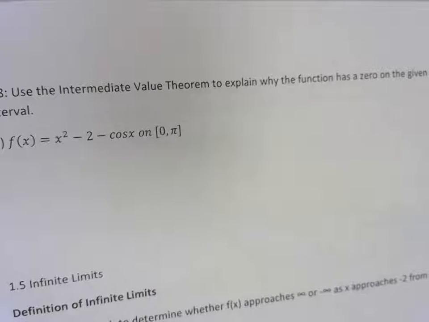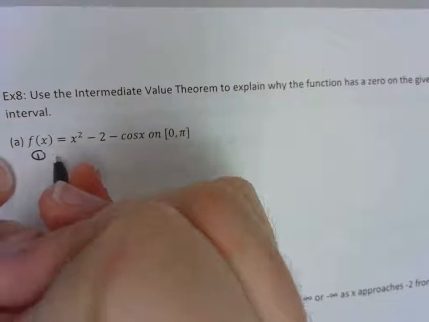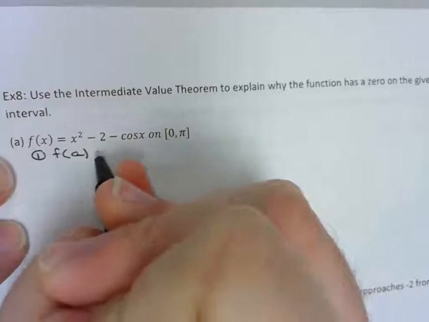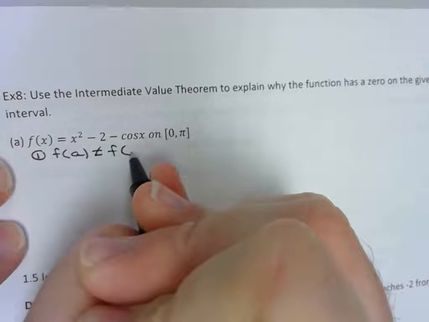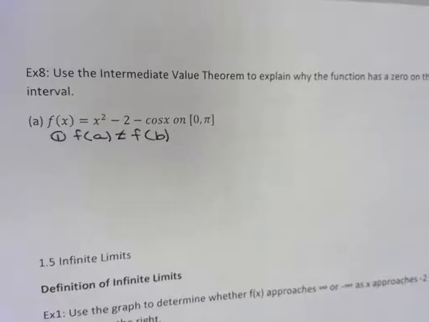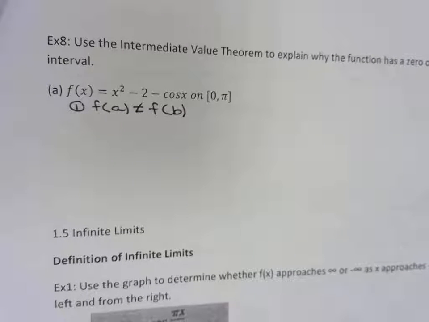So the first thing we have to look for is we have to show that f of A cannot equal f of B. So this is the first thing we're looking at. This is part of the intermediate value theorem. F of A cannot equal f of B. If it does, then we have a horizontal line and we can't use the intermediate value theorem. F of A cannot equal f of B. So this isn't really that hard to show.